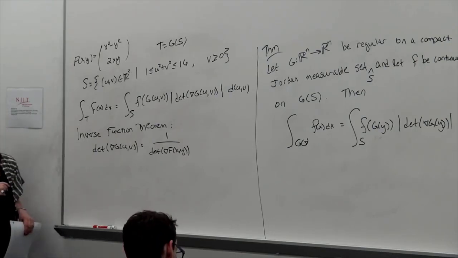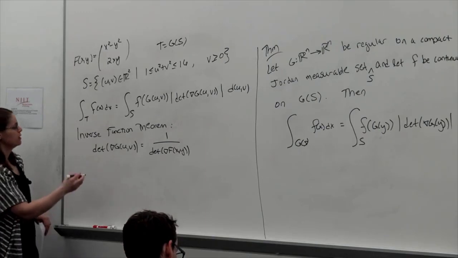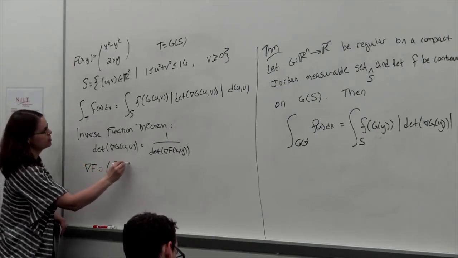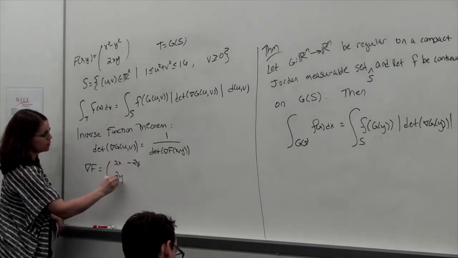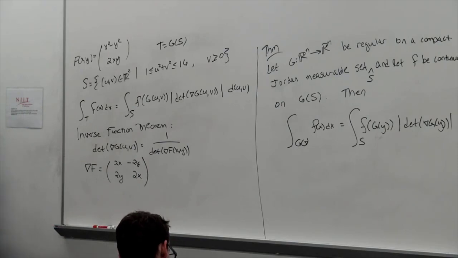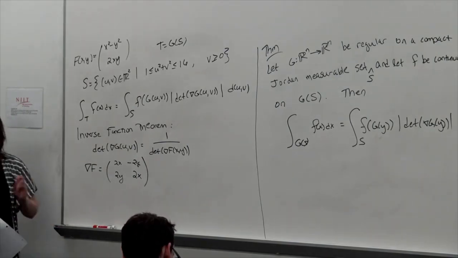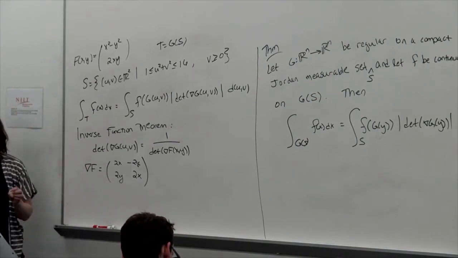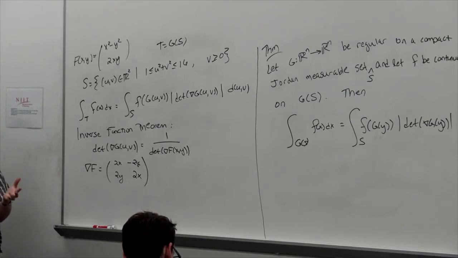And that's not so bad. That we can probably work out. Okay, so the Jacobian of f is going to be 2x, minus 2y, 2y, 2x. Again, the inverse function theorem tells me the Jacobian of G is the inverse of this matrix, but I don't need the whole matrix, happily, so I don't even have to invert the matrix.